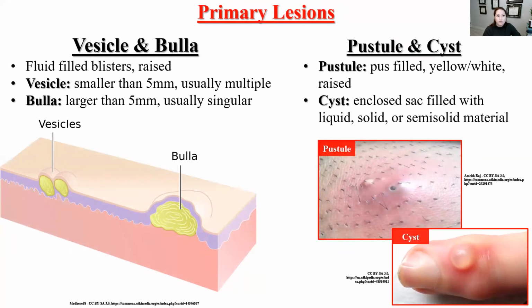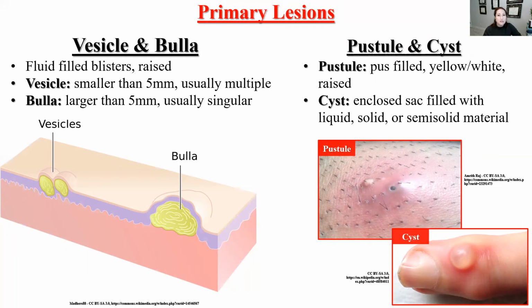Vesicles and bullae, these are fluid-filled blisters and they're raised out of the skin. A vesicle is usually smaller than 5 millimeters and they occur in clusters, something like a herpes simplex. Bullae are larger than 5 millimeters, and these usually occur in a singular type of pattern.